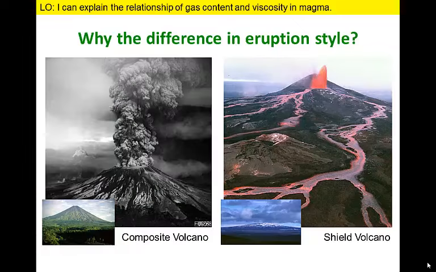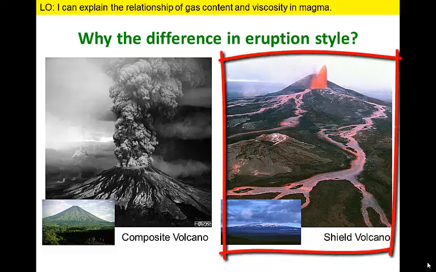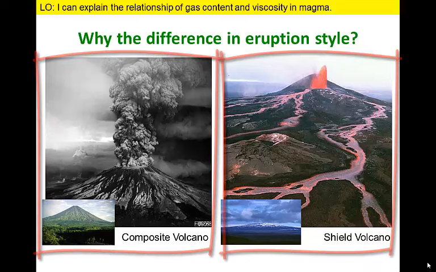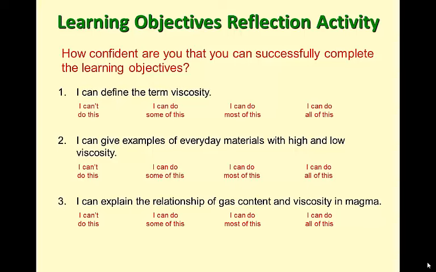So viscosity is the resistance to flow, and low viscosity magmas that allow gas to escape produce mild eruptions, and high viscosity magmas that trap gas produce explosive eruptions. That basically sums up our lesson for today. These are our three learning objectives. How confident are you that you can complete these tasks?